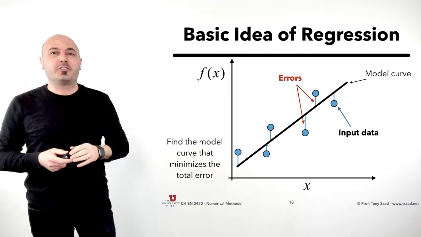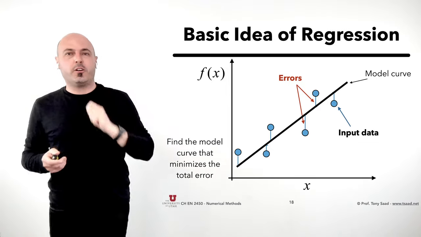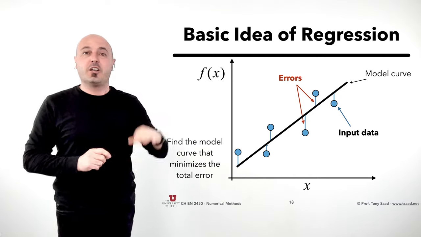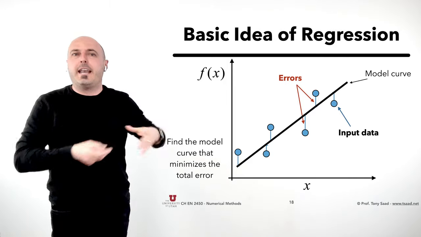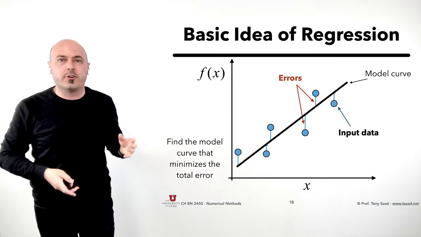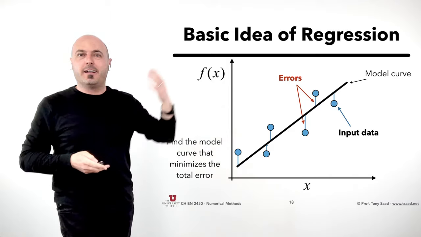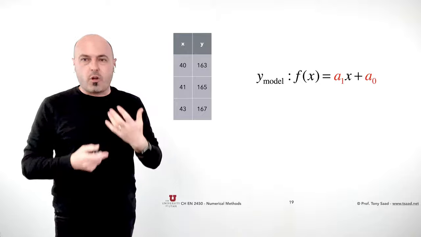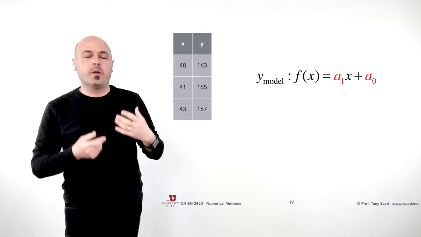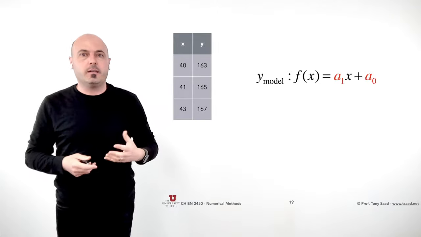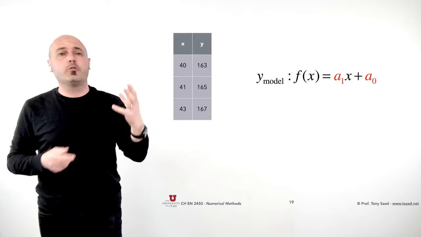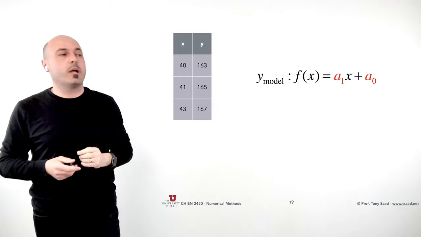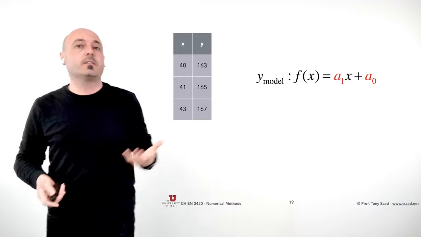The idea behind regression is to find the model curve that minimizes the error, the total error, an aggregate error, a total measure of the error between the input data and the model curve, okay? So mathematically, we're going to start doing this with a simple example of a straight line, okay? You can assume your model curve to be what you want, and you will learn about this as we move on in this chapter. But for now, we're going to assume our model curve is a straight line.